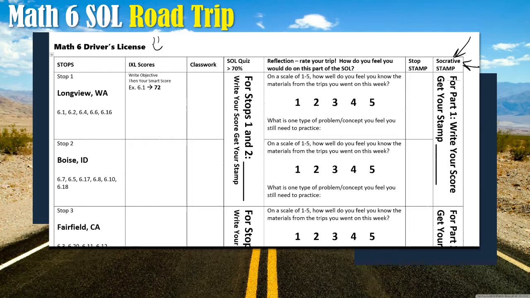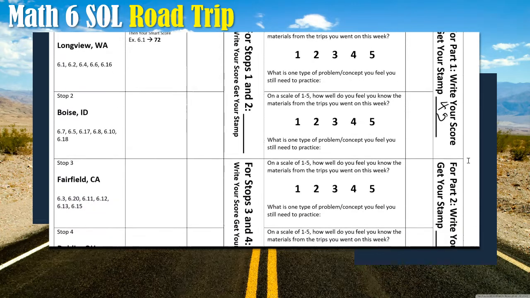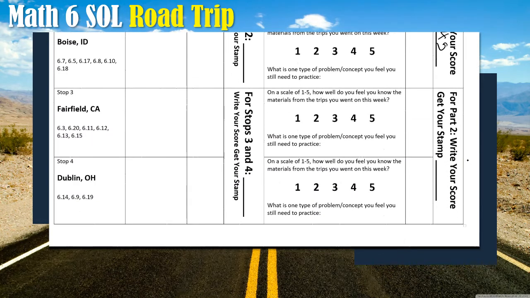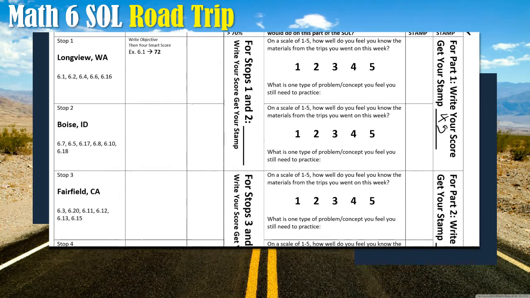stamp. What you have to do is write out what you received for a score in part 1 and part 2. So say in part 1 you scored a 45. Nice. And then if we scroll down, in part 2 you scored a 55. So you're going to put those two scores there.